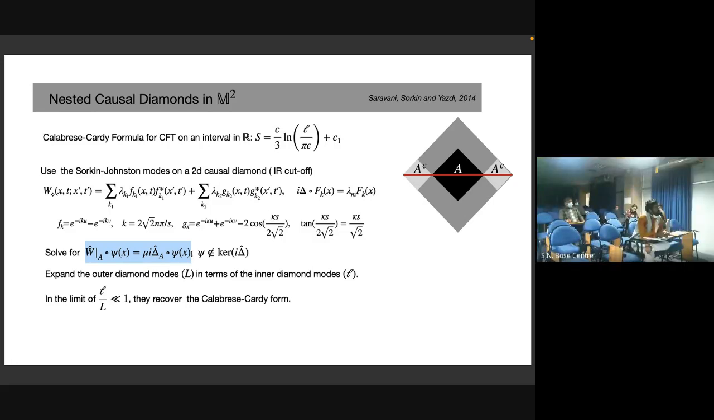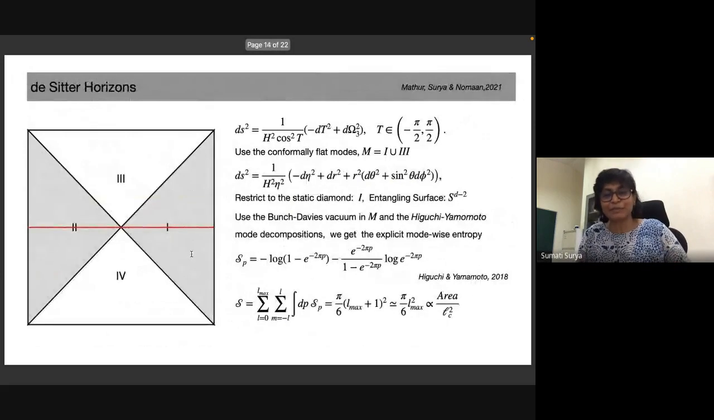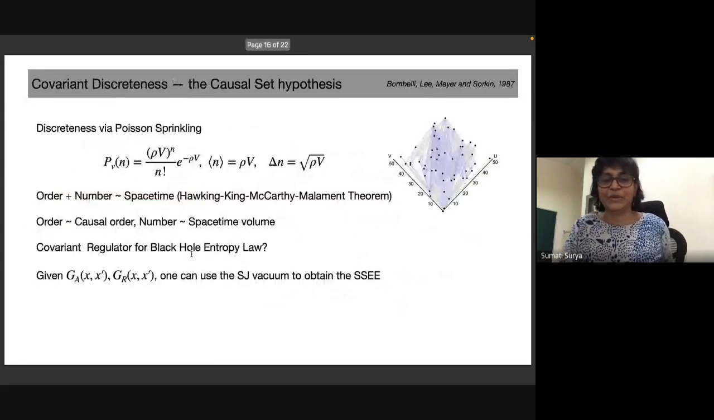The time is almost up. So I just wanted to say, yes, it works because the region A is spatially compact.